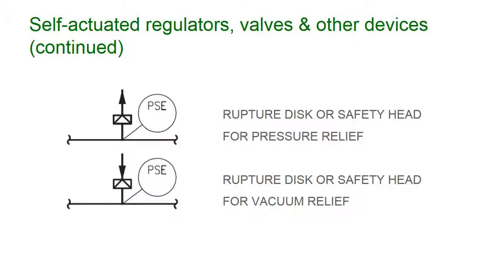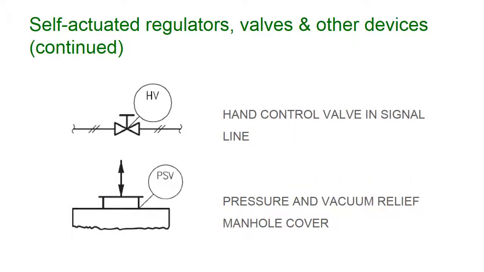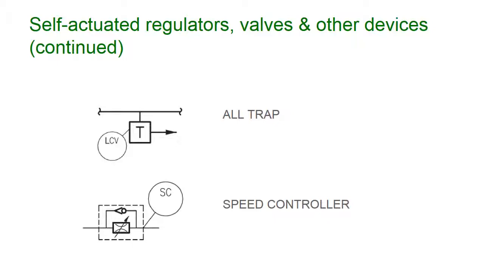Rupture disc or safety head for pressure relief. Rupture disc or safety head for vacuum and relief. Hand control valve and signal line. Pressure and vacuum and relief manhole cover. Steam trap. Speed controller.